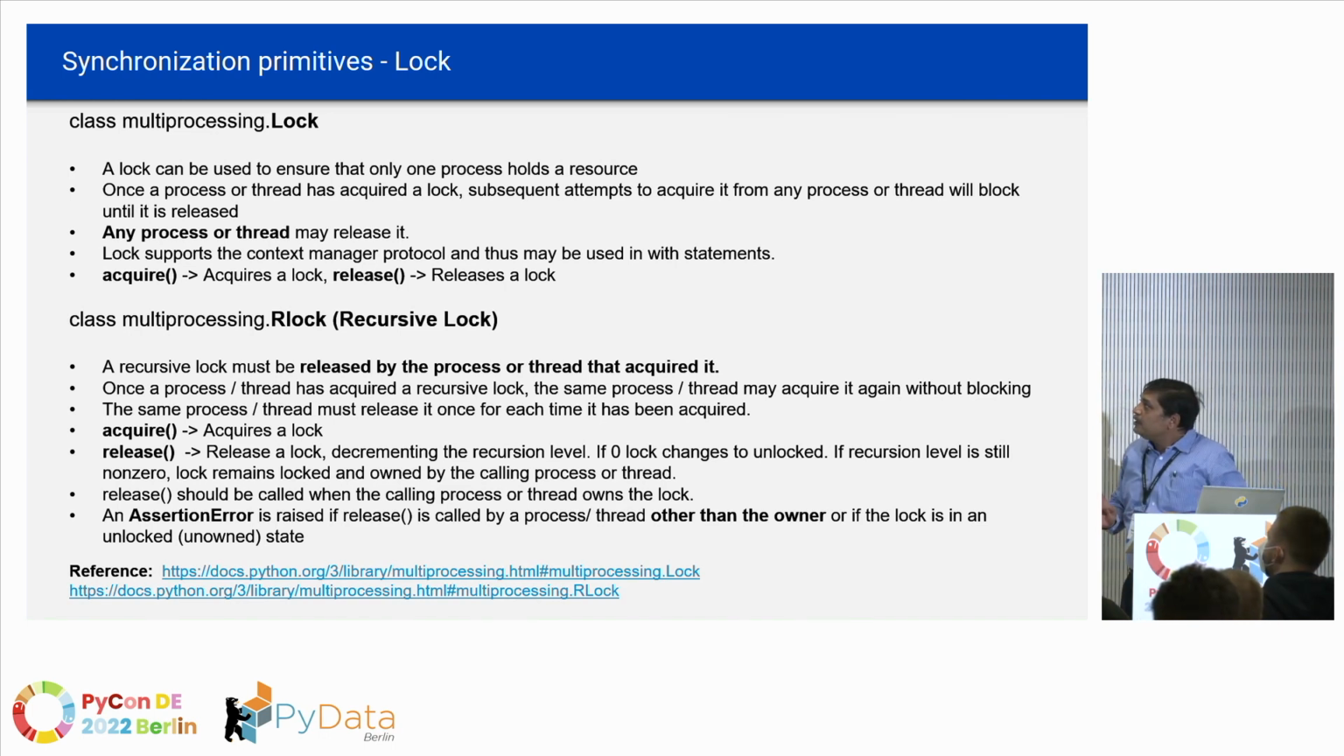Coming to the synchronization primitives, there are several. Several means what? How many synchronization primitives are there? Many. Lock, semaphore, condition variable, then event, then barrier in Python context. So how many are there in Python context?